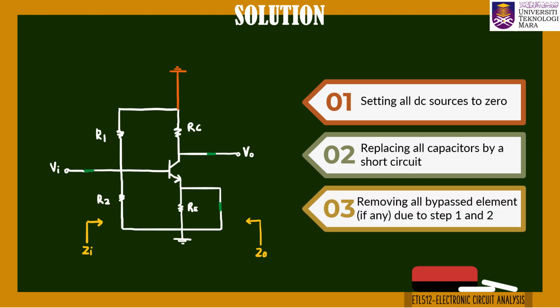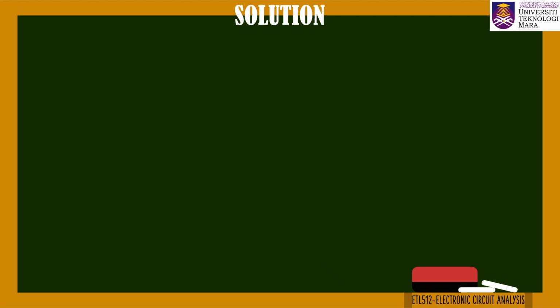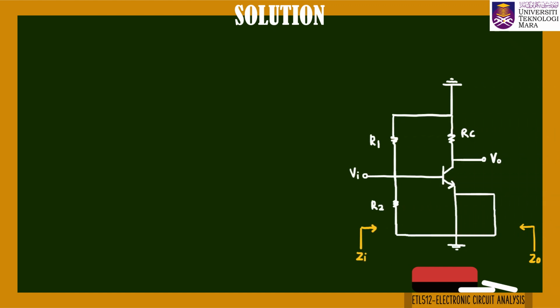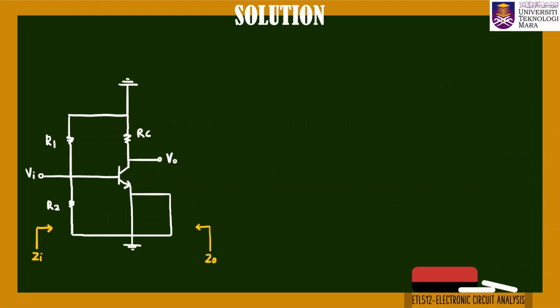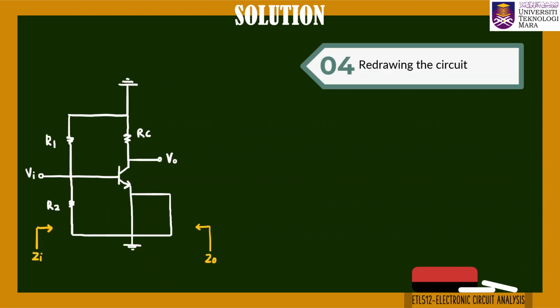Step 3. Remove bypass elements. After step 2, the shorted capacitor at the emitter is in parallel with Re. This means Re is bypassed and can be removed from the AC equivalent circuit. After completing step 1, step 2 and step 3, the circuit looked like this. We are ready for step 4, redrawing the circuit.